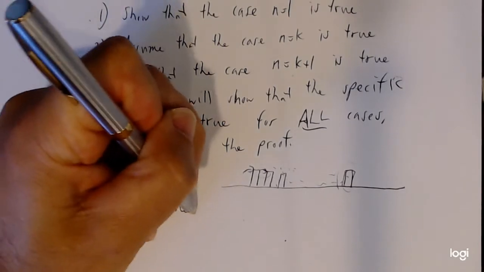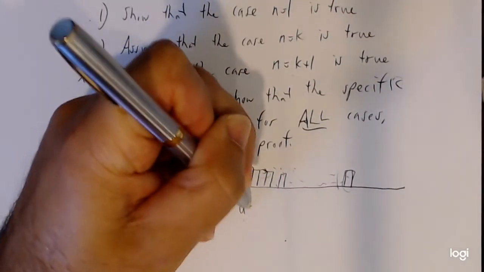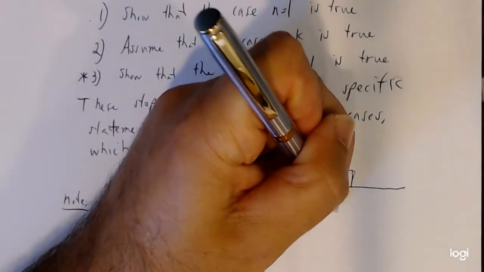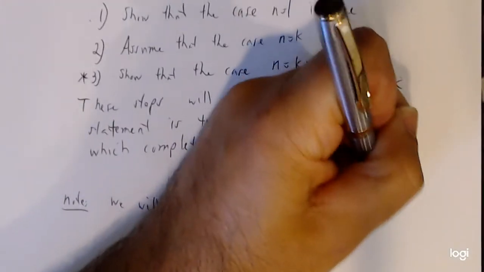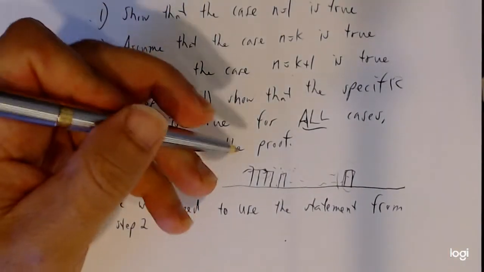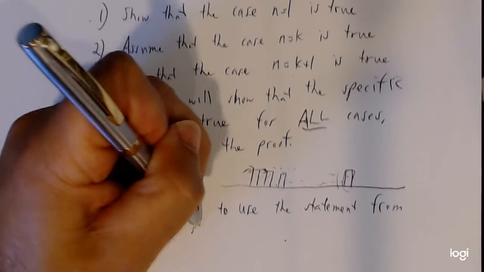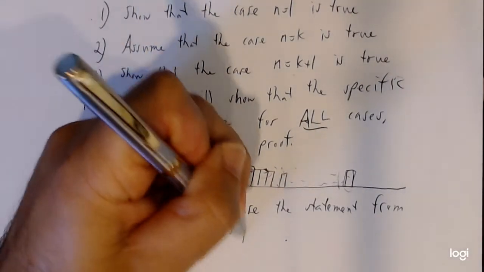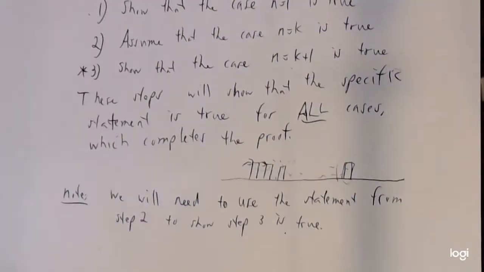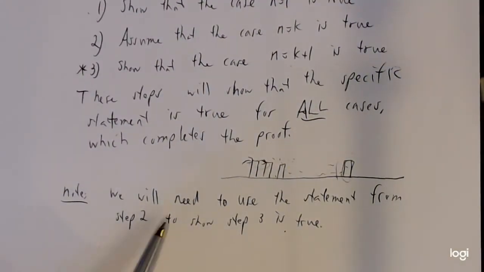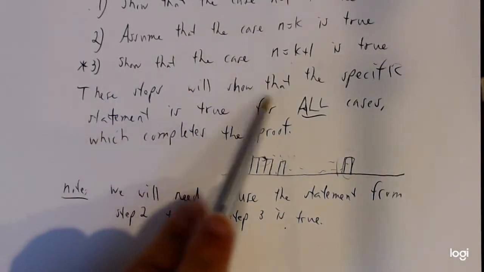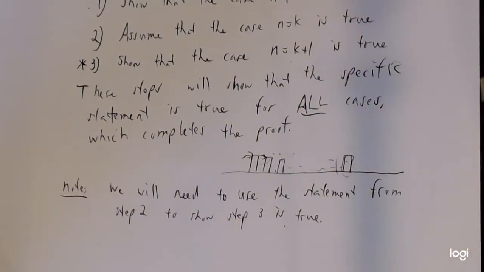need to use the statement from step 2 to show step 3 is true. So what you'll notice is step 2 is going to be crucial because we're always pretty much going to be using it in step 3, which is our important step, to show that the case n equals k plus 1 is true.